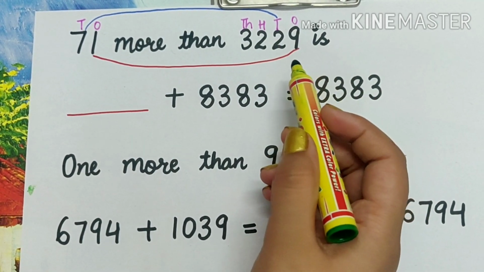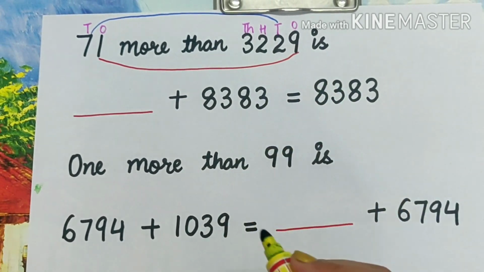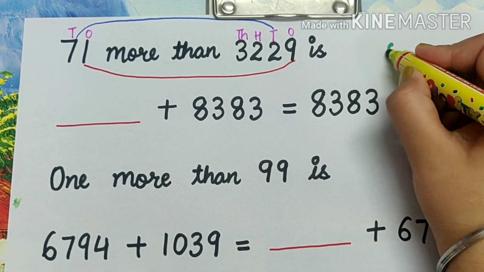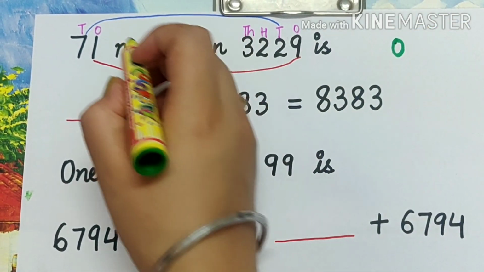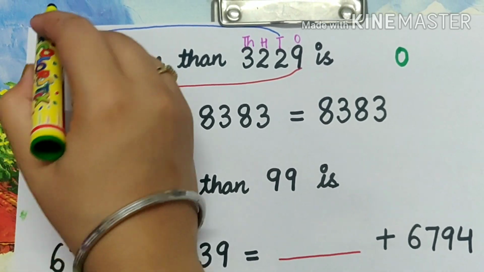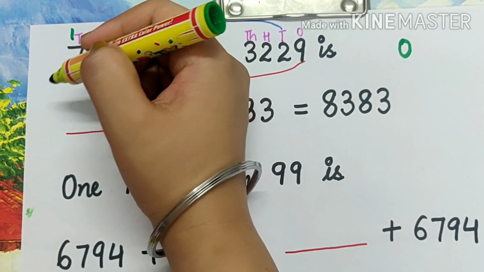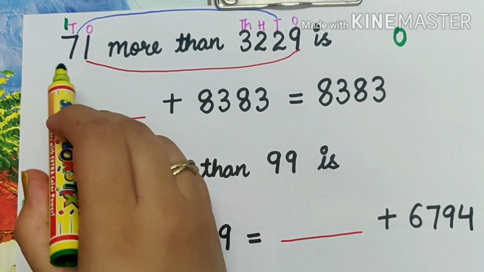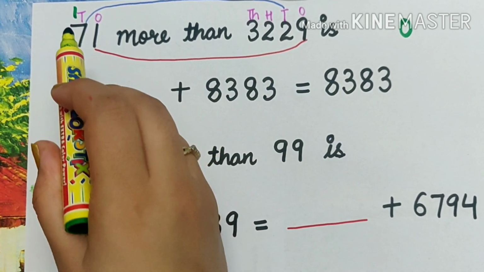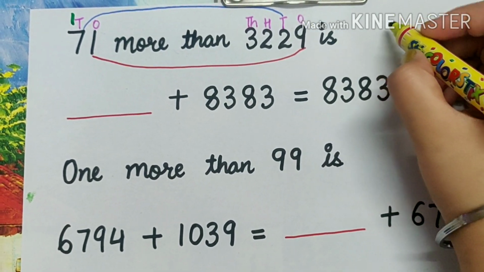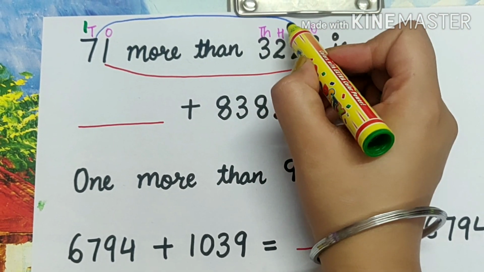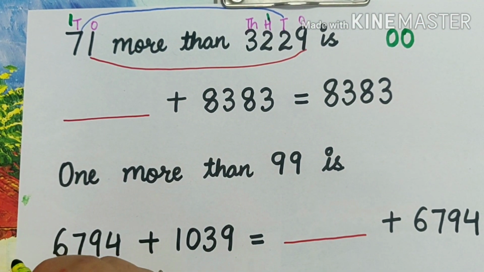1 plus 9 is equal to 10. So we will write here 0 and 1 will move to tens place. Now 7 plus 2 is equal to 9. 9 plus 1 again 10. Again we will write 0 here and 1 will move to hundreds place.